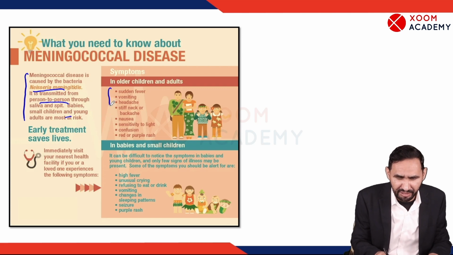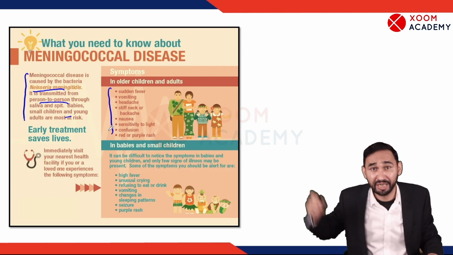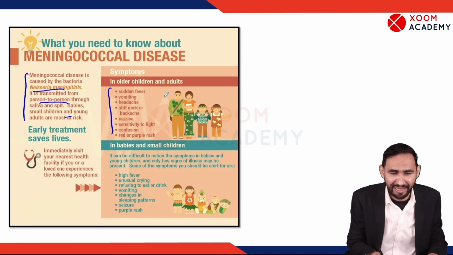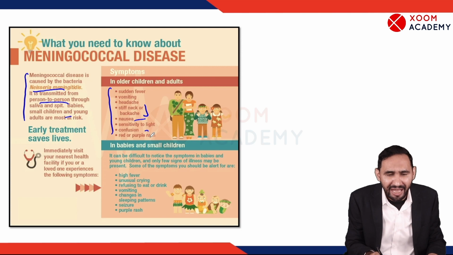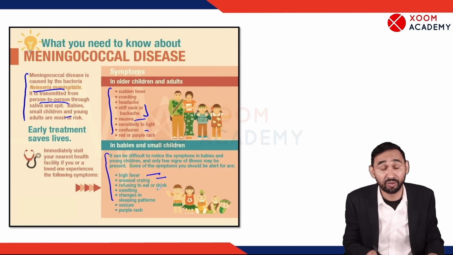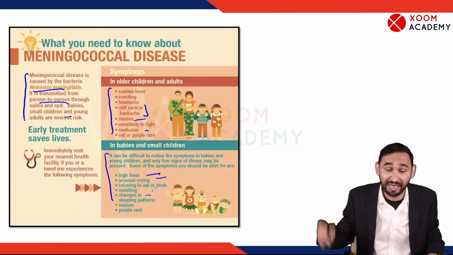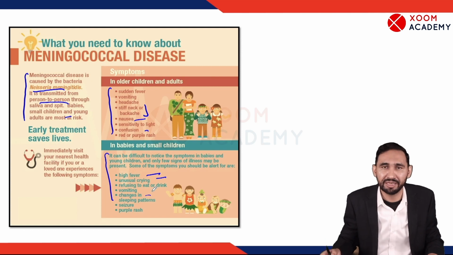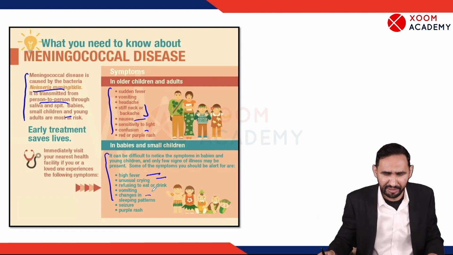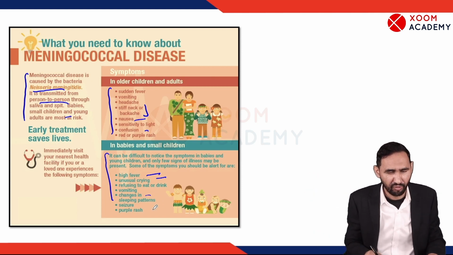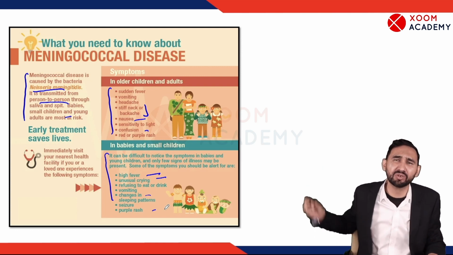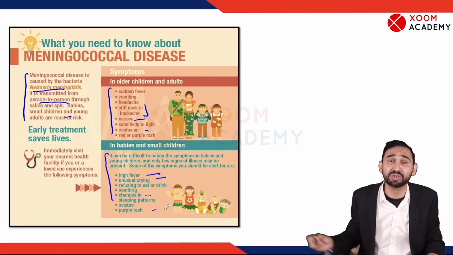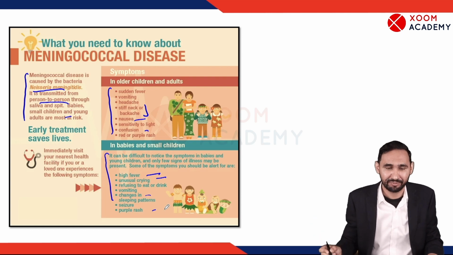What are the symptoms? These are the major symptoms. There is sudden fever, vomiting, headache, neck stiffness. You can remember nausea, sensitivity to light. Babies and small children suffer from high-grade fever. They usually cry. They don't take the feed. Mother or parents will tell you that the baby is not sleeping properly and not taking the feed properly. There may be rash. So you need to diagnose this and treat this to reduce the mortality, to reduce the burden of meningitis.